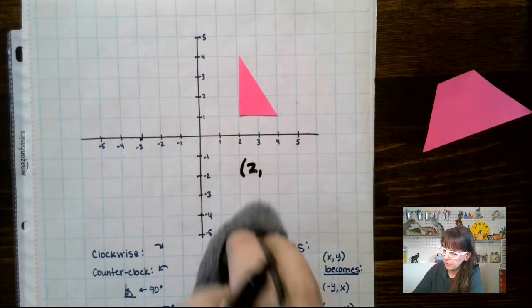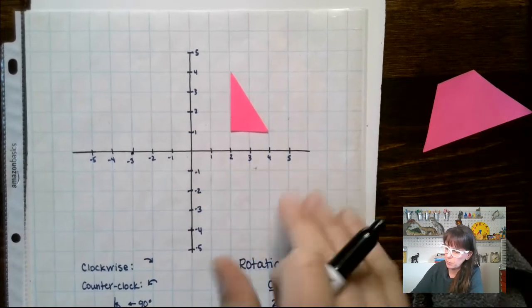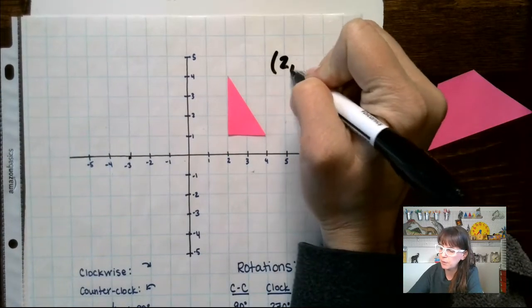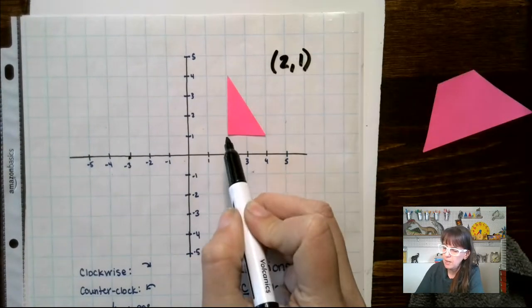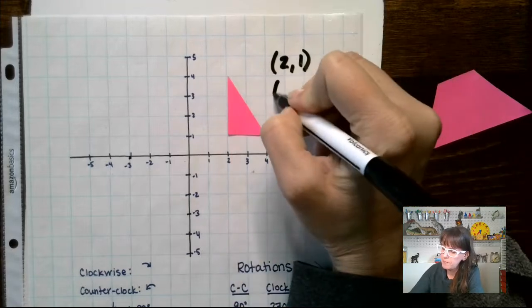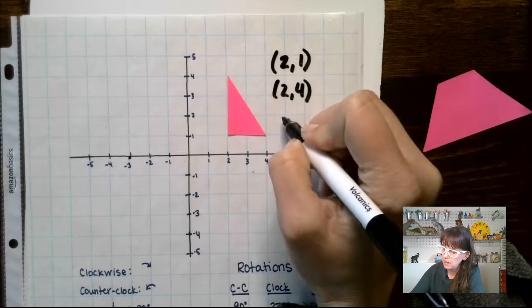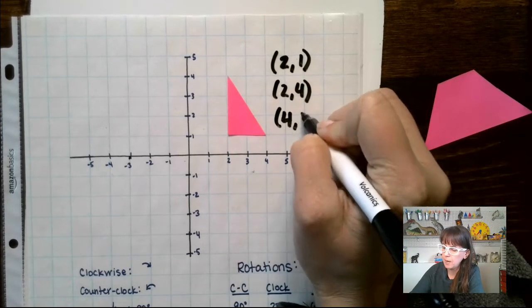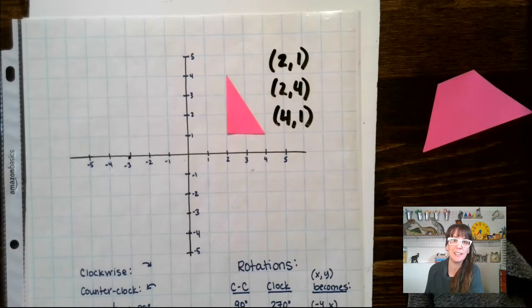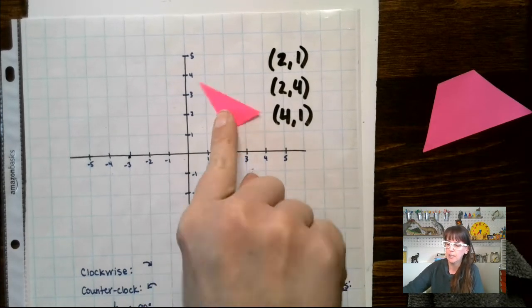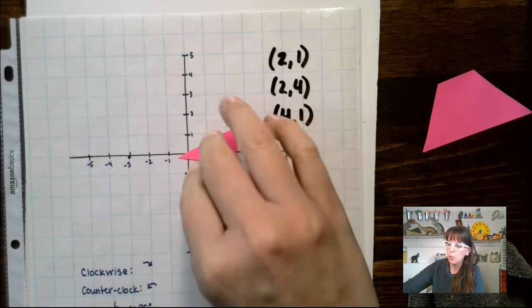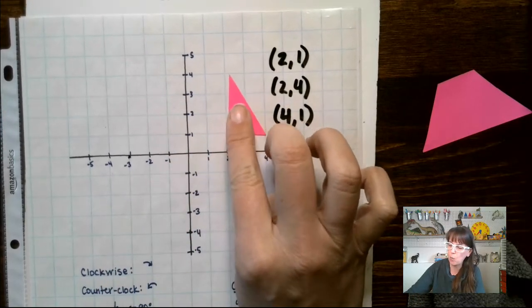Oops, actually I'm gonna write this up here because we're gonna do 270 this time. So over 2, up 1, over 2, up 4, and then over 4, up 1. Okay, this time I wanna rotate it 270 degrees, which is 3 right angles. Now, you don't just rotate it by taking it on the corner here and going like this and rotating, right? What we have to do is actually rotate it around the origin.